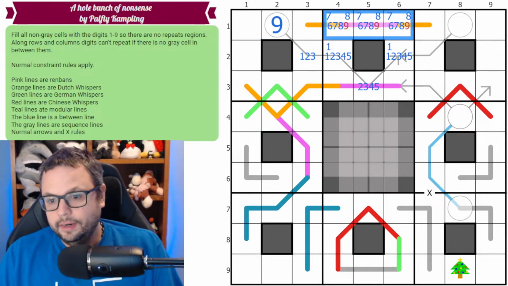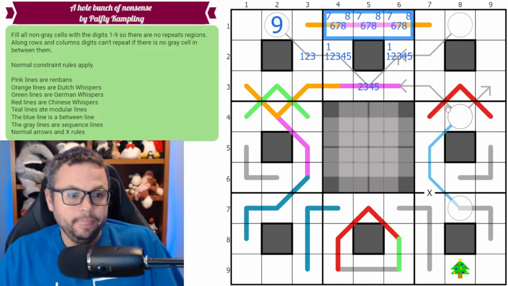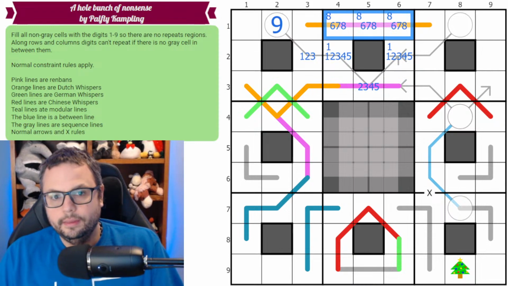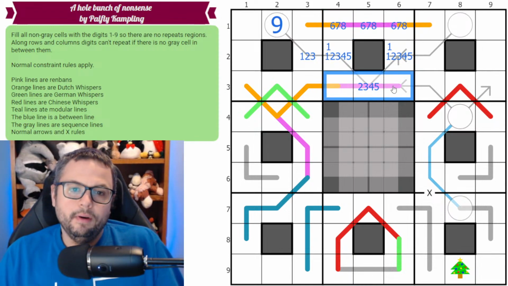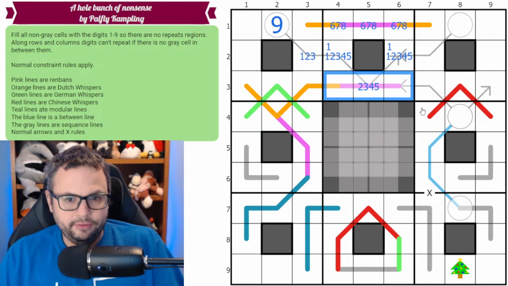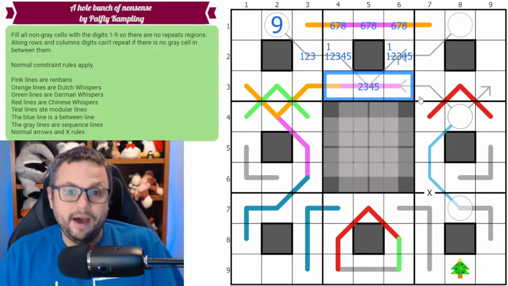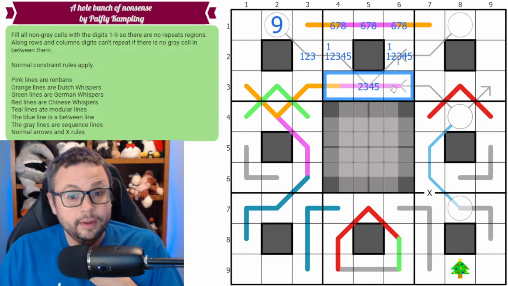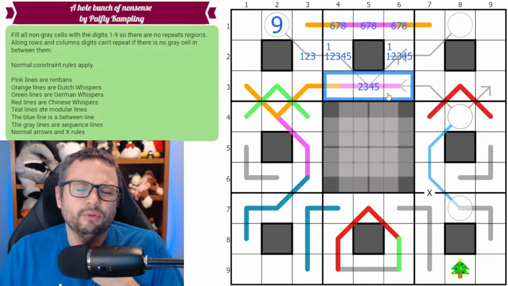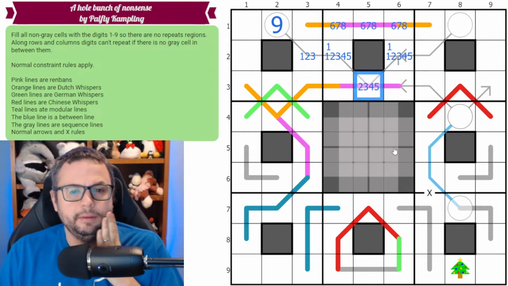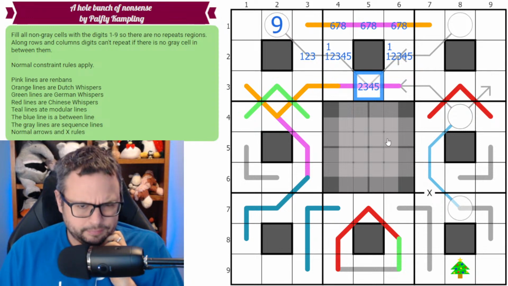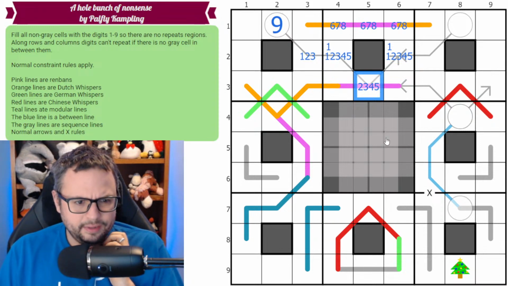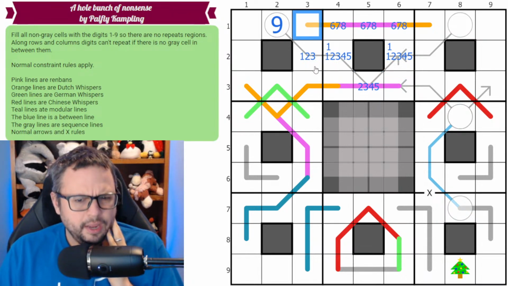So this is a 9. These are 6, 7, 8. And now I need to ask where the 5 goes in this box. So the 5 in this box certainly has to go on this Renban. Oh, is that true? Maybe not. Sorry, I think I'm trying to say nonsense again. Let's see. Yeah, I think I'm again saying things that are nonsensical. Sorry.